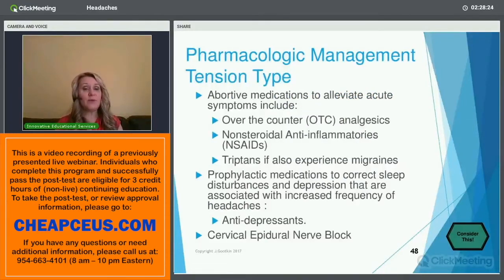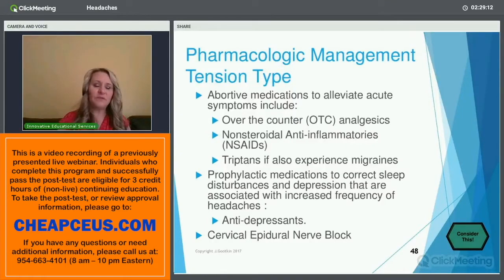When the physician's prescribing medication for the tension type of headache, the tendency is usually to utilize an abortive medication where they're taking an over-the-counter analgesic or non-steroidal anti-inflammatory, ibuprofen, naproxen, something of that type, because with tension type headache, there is that musculoskeletal component, so it may be helpful in breaking into the pain cycle, in managing any inflammation that might be occurring. For some patients, because of that psychological component, there is sleep disruption and mood alterations, so the physician may prescribe antidepressants to try and manage it from that aspect.